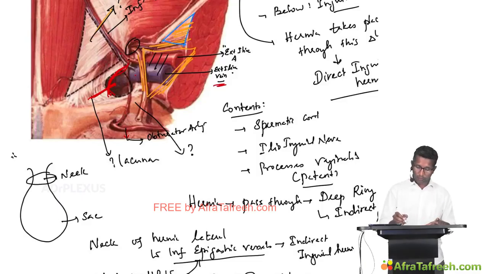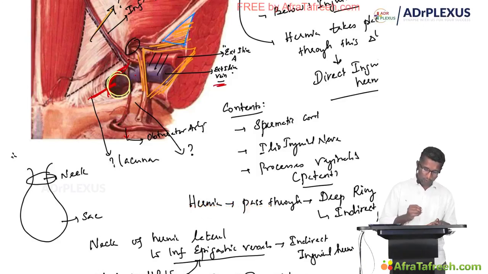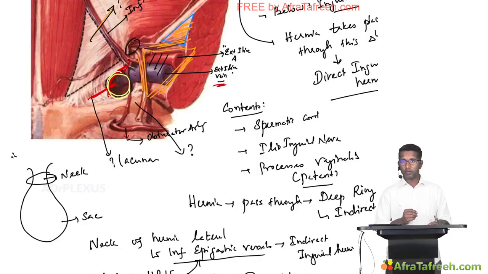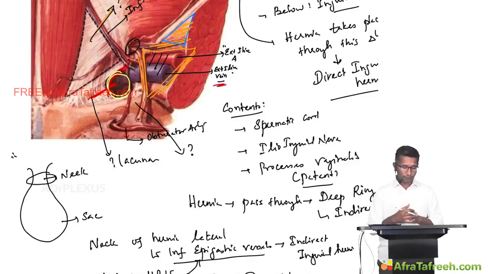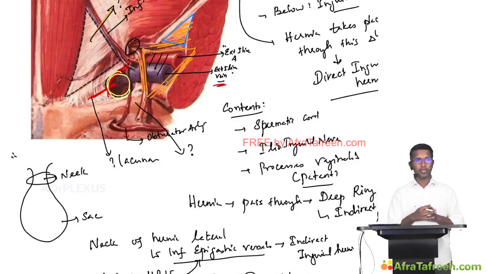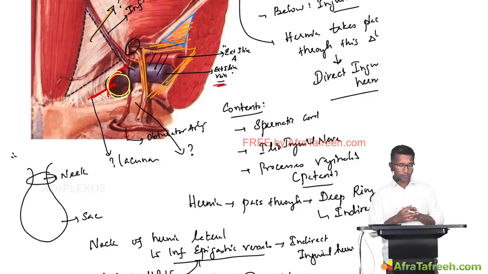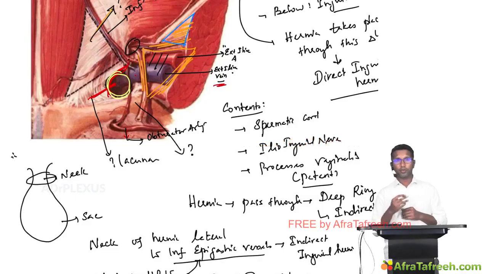What you see here is the femoral ring. In the morning we saw that the femoral ring is formed on the medial side by the lacunar ligament. If you want to reduce the femoral hernia, you need to enlarge this ring. If you are going to enlarge the femoral ring, you need to cut the lacunar ligament, guys.